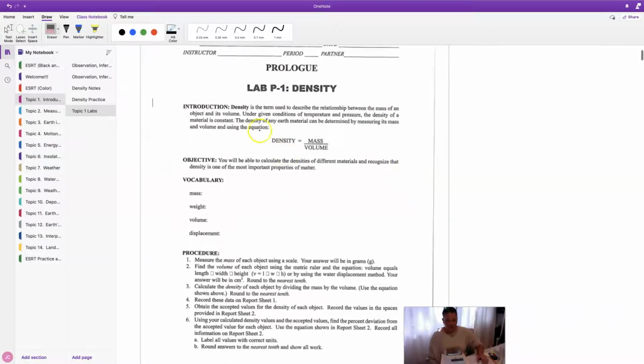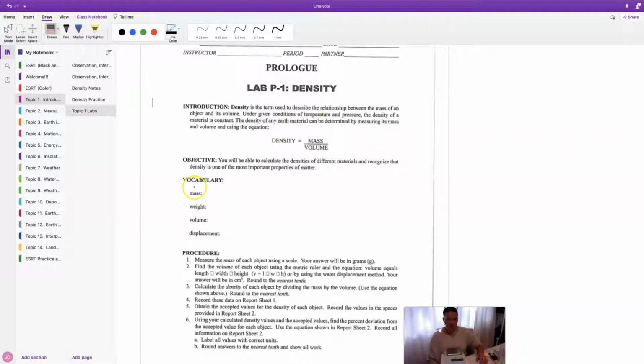The introduction is that density is a term that is used to describe the relationship between the mass of an object and its volume. Under given conditions of temperature and pressure, the density of a material is constant. The density of any earth material can be determined by using its mass and volume and this equation: density equals mass divided by volume.